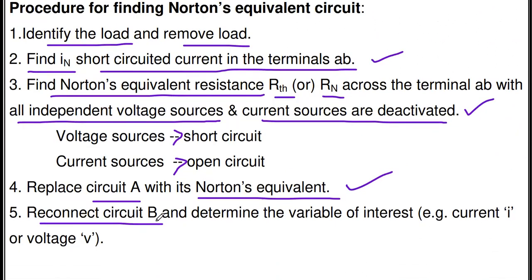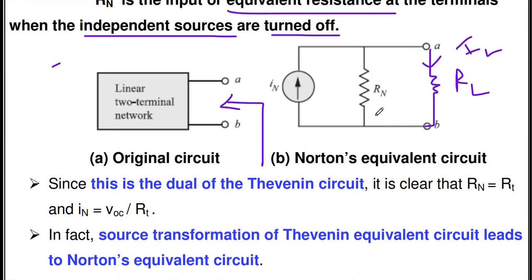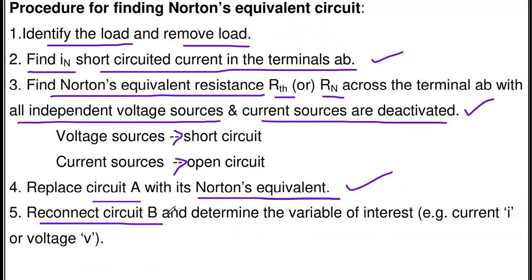The circuit B is nothing but the load. In the first step, we removed the load, and that load is said to be circuit B. You just reconnect B across this terminal AB. Now if the question is the current flowing through this load, you just find the current IL using the current division theorem or anything. Or if the question is the voltage across the load, you just find the voltage. So the final step is to reconnect the circuit B, that is the load, and determine the variable of interest.